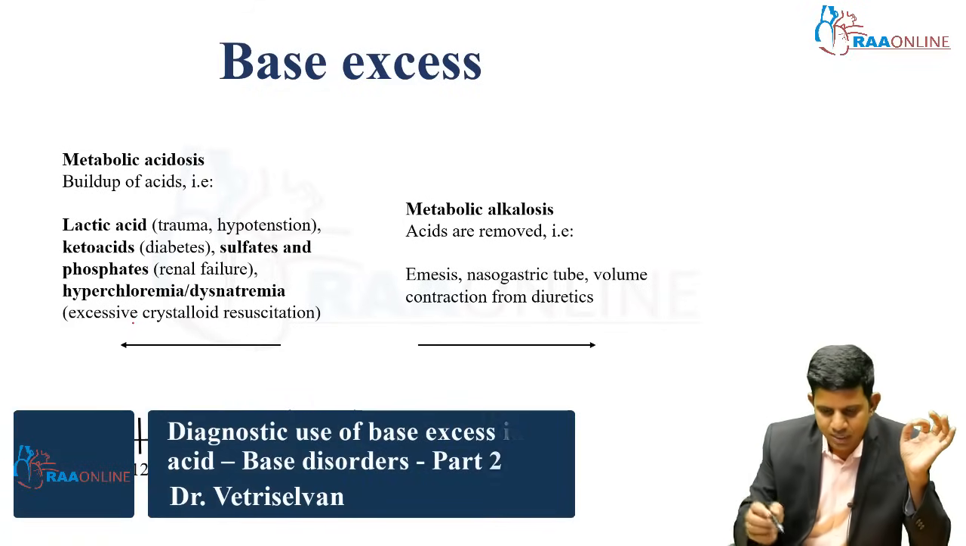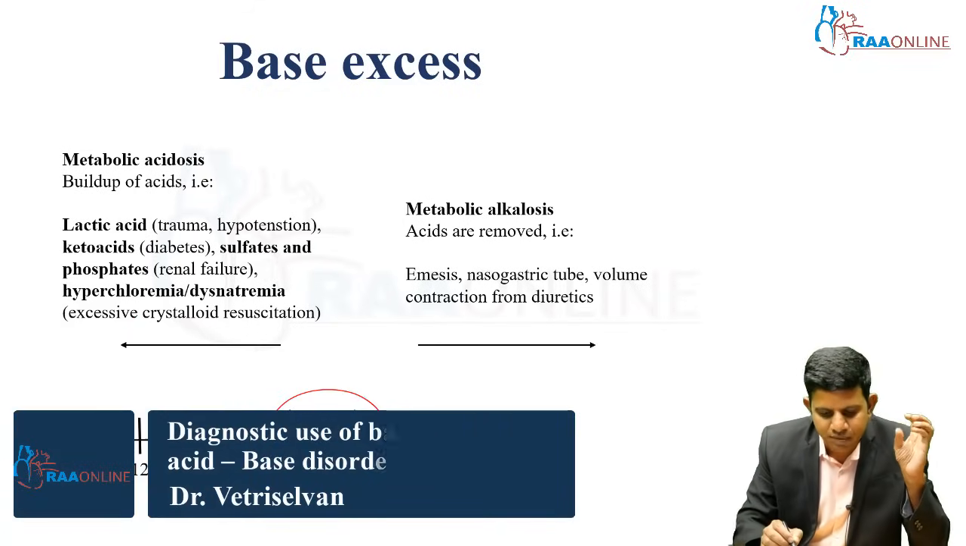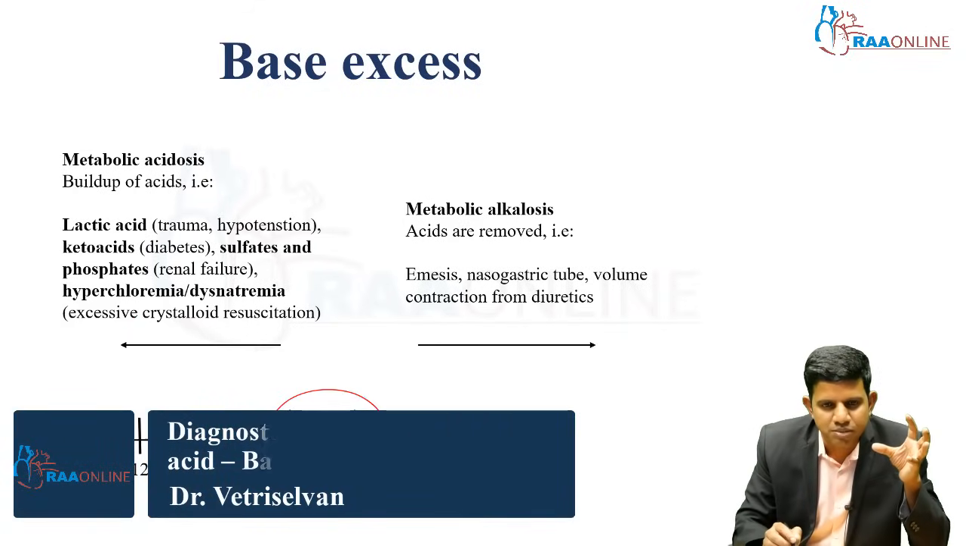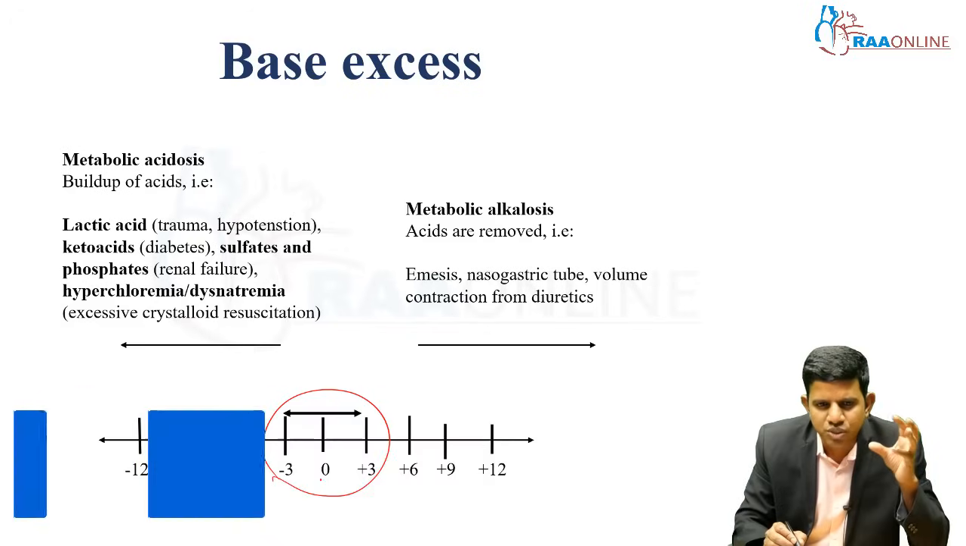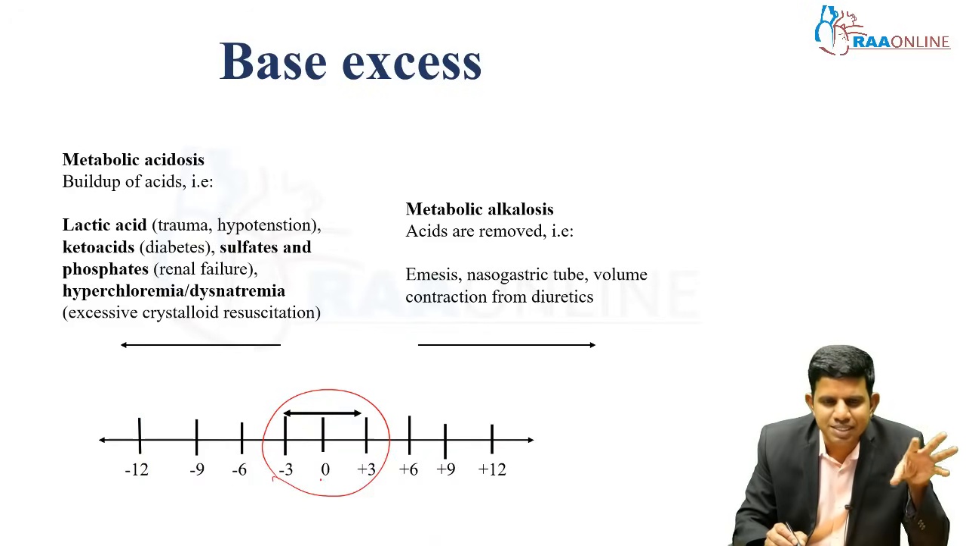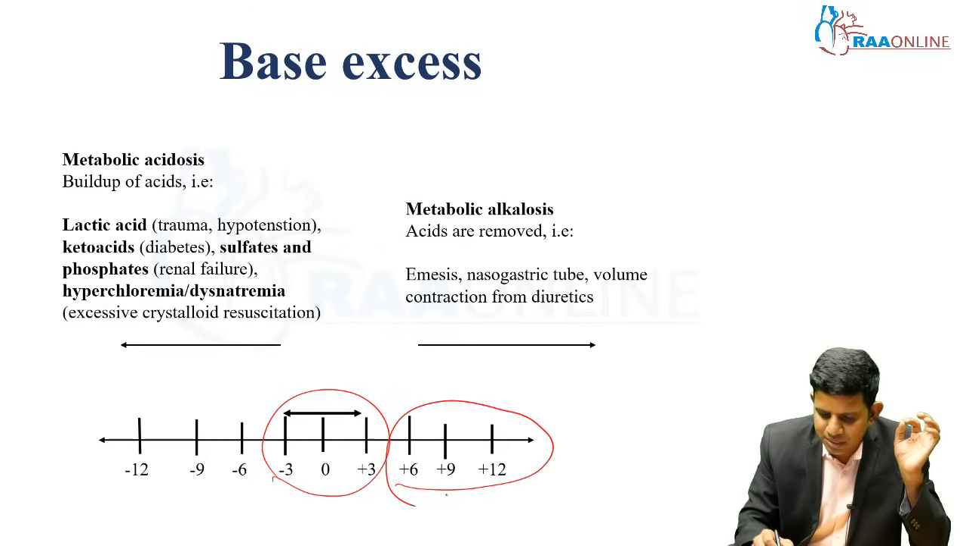So, we all know that its normal range is somewhere given as -2 to +2. Normally, the standard is -2 to +2. In the ICU, because of a lot of changes in the ICU patient, it is -3 to +3 that is the normal range. If the base excess is positive, it is higher, it is a metabolic alkalosis, acid is removed from the body.